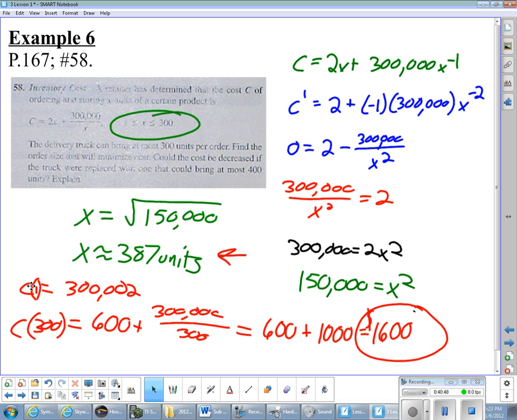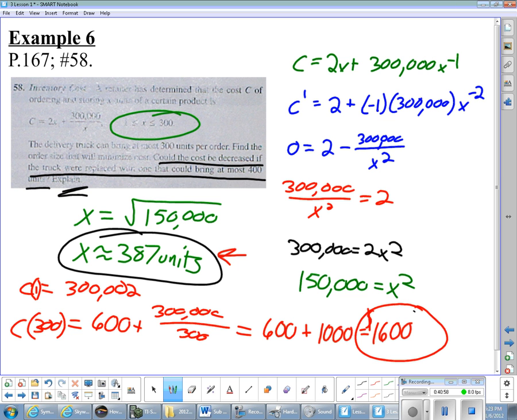Now, if you're reading here, you can't see it. Now it says, could the cost be decreased if the truck were replaced with one that could bring at most 400 units? And the answer is yes, because that would be our minimum cost when the truck carries 387 units. All right, so sorry about the mistake earlier and a little confusion here, just kind of double checking everything. This got a little sloppy, this problem. Hopefully you followed that. I can explain it a little bit more to you later.